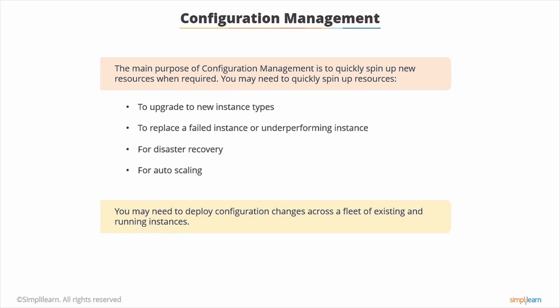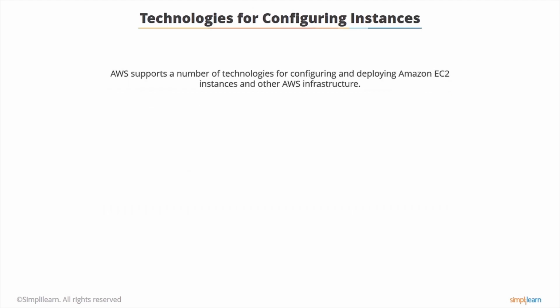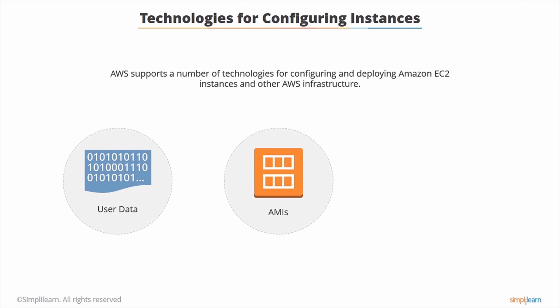Logging into each virtual machine and updating the same configuration files can take a ridiculous amount of time. So the deployment of the instances must be automated and repeatable to make the process easy and convenient. AWS supports a number of technologies for configuring and deploying Amazon EC2 instances and other AWS infrastructure. User data, Amazon Machine Images or AMIs, configuration management tools.